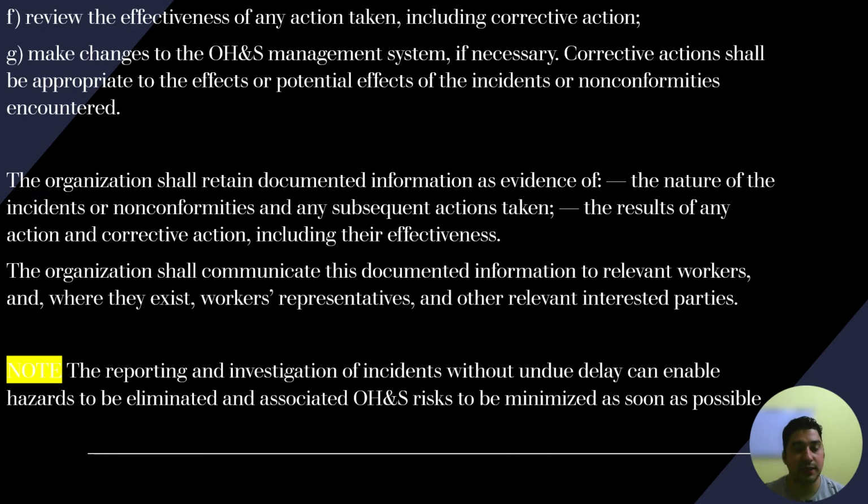After that, it says to review the effectiveness of any action taken, including corrective action. Then make changes to the occupational health and safety management system if necessary. Corrective actions shall be appropriate to the effects and potential effects of the incidents. Then the organization shall retain documented information as evidence of the corrective action, including its effectiveness. So these are the things mentioned in clause number 10.2, which is asked in this question.